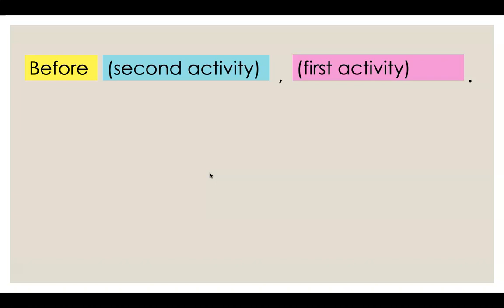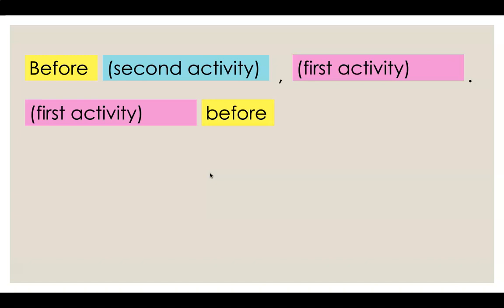How about if we want to put the word before in the middle of the sentence? Then we have to put the first activity first, then before. After that, second activity. And of course, we have to put a full stop at the end of the sentence. Here, you can see, if we want to put the word before in the middle, then we don't have a comma. And the second activity is always coming next to before, like this.